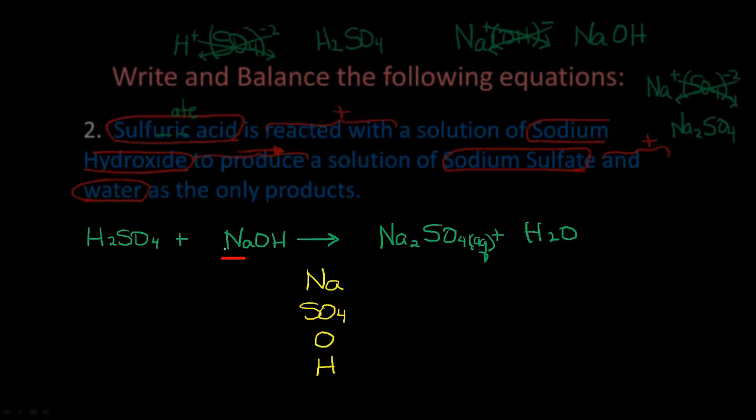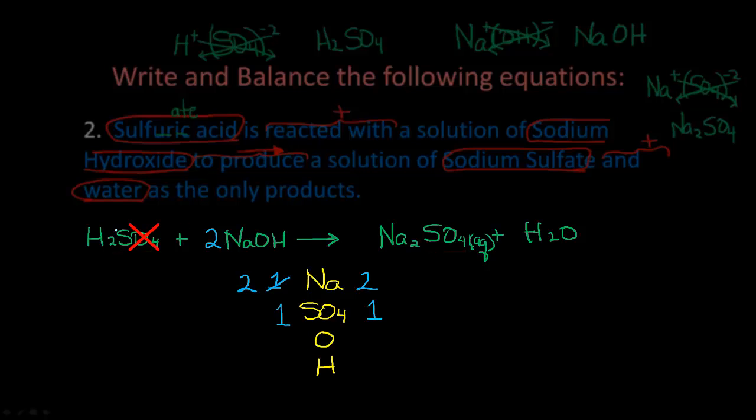We're going to balance our metals first. Over here on the reactant side, we have 1 sodium, and on our product side, we have 2. So we need to make sure that we have 2 sodiums on our reactant side. The only way we can do that is put the coefficient in front. We now have 2 Na's. Now let's do our sulfates. So we have 1 sulfate over here on the reactant side, and we have 1 sulfate over here on the product side. Now let's do our oxygens.